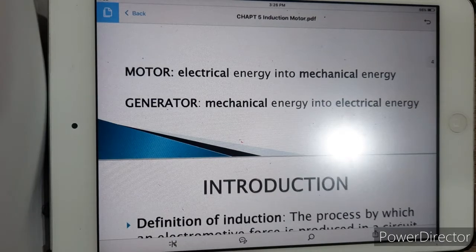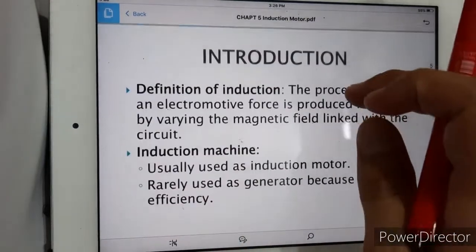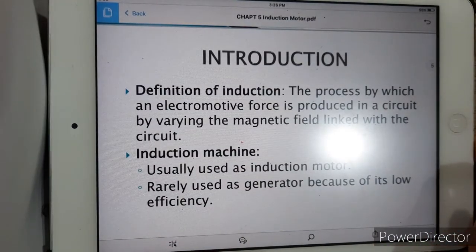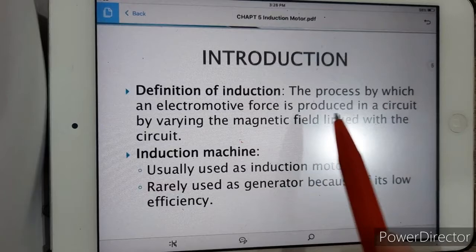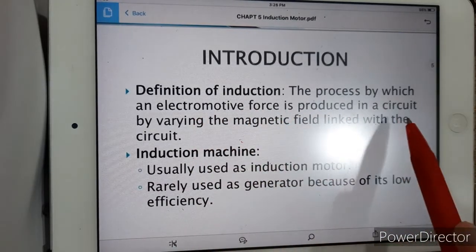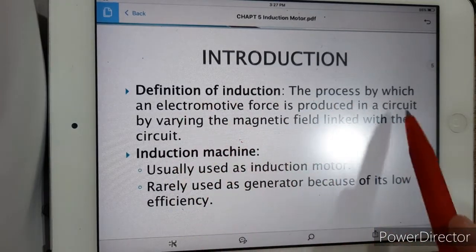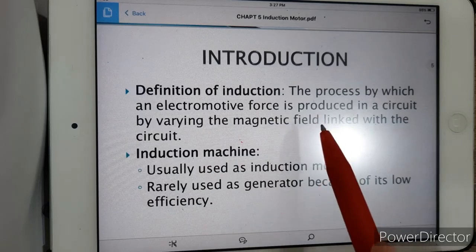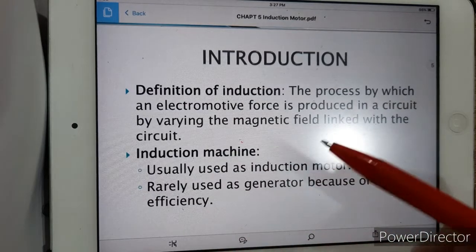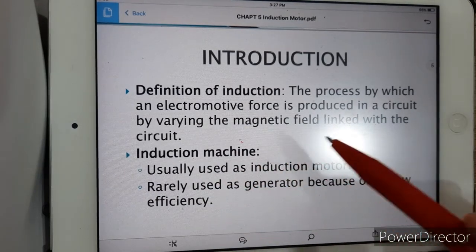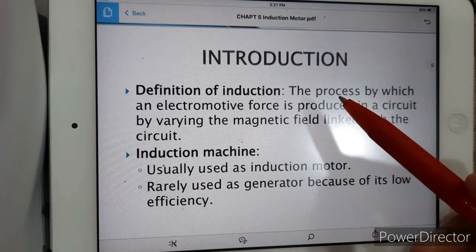In this chapter it is the induction motor, so we focus more on induction motor. So what is the definition of induction? The process by which an electromotive force, or EMF, is produced in a circuit by a varying magnetic field linked with the circuit. This process is similar to a transformer, but this one is in terms of rotation. A transformer does not rotate, it is static. We call it a static machine. But for this one, it is rotation.